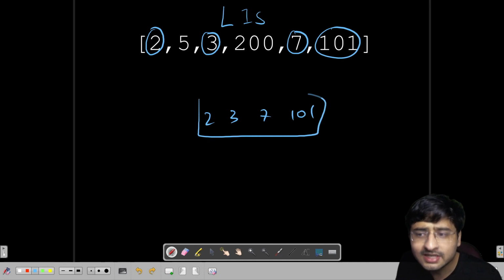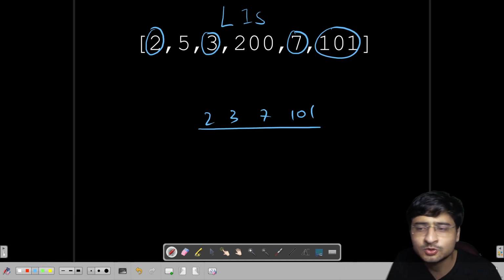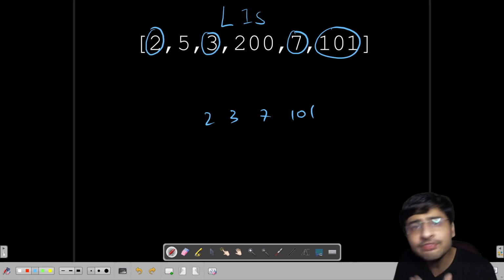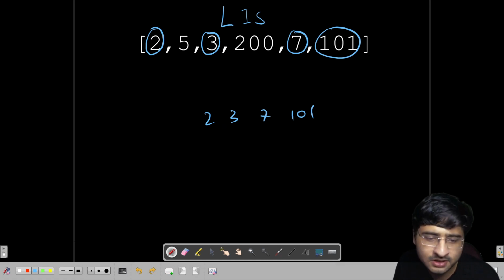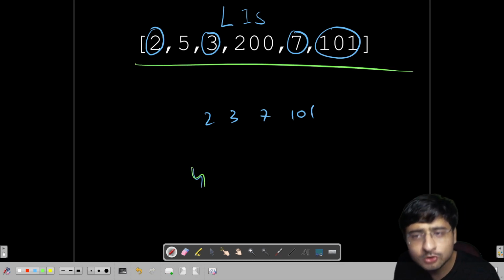Basically, you have to return the length of the longest increasing subsequence. You just don't have to return the whole longest increasing subsequence. You just have to return the length of the longest increasing subsequence. Basically, 4 is the answer, that is, the length of the longest increasing subsequence formed using all the elements in this array is 4.